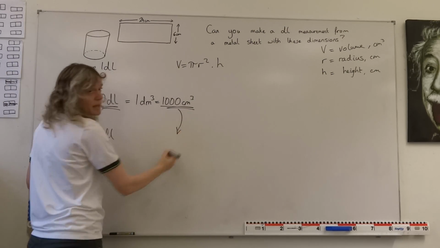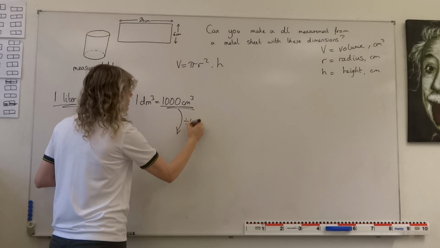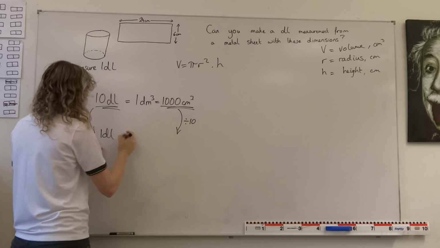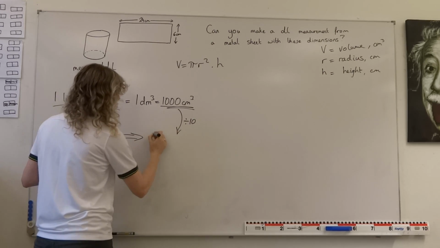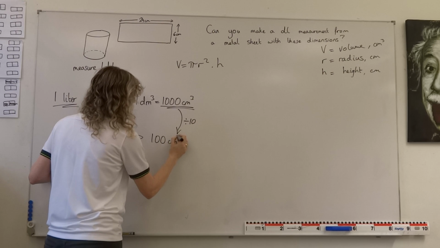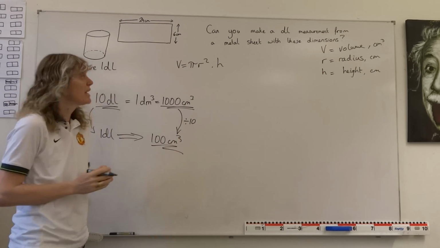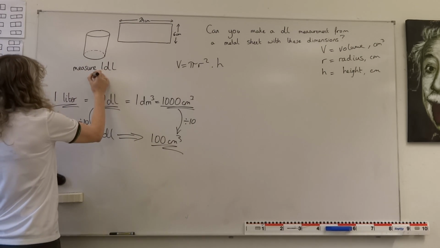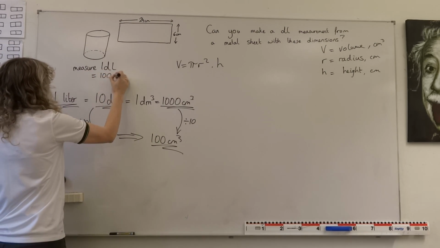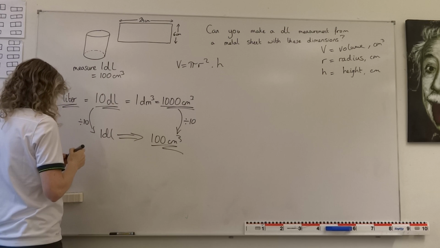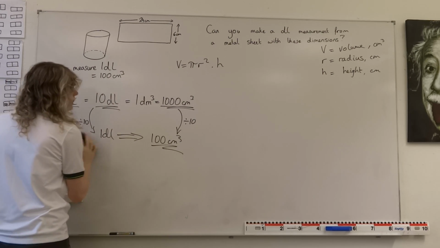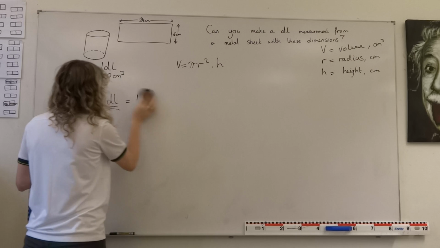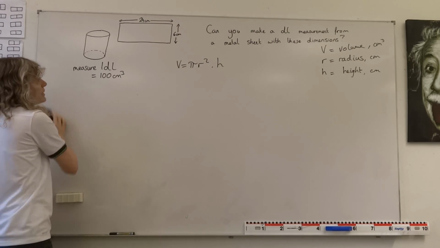So we would do the same here. Divide centimeters cubed by 10. So 1 deciliter is the same as 100 centimeters cubed. So that's the first thing we have to define. We know that we have to measure 1 deciliter, which is the same as 100 centimeters cubed. So now we know which volume our deciliter measurement has to have in centimeters cubed.